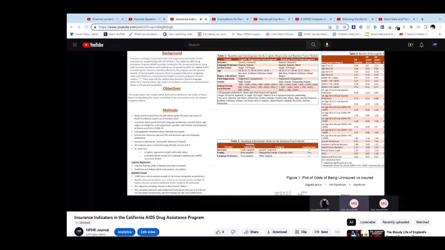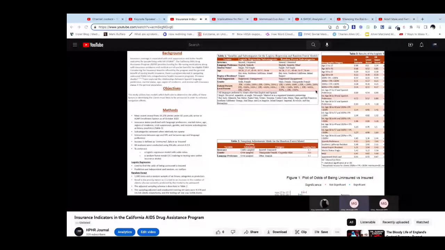Insurance coverage is associated with viral suppression and better health outcomes for people living with HIV. The California AIDS Drug Assistance Program, ADAP, provides funding for life-saving medications along with insurance assistance and medical out-of-pocket benefits for eligible people living with HIV. Considering the insurance benefits offered by the program and the general benefit of having health insurance, there's program interest in navigating uninsured people living with HIV into comprehensive health insurance programs. Previous studies have explored the relationships between Spanish language preference, marital status, age, region of residence, and income with insurance status in the general population.